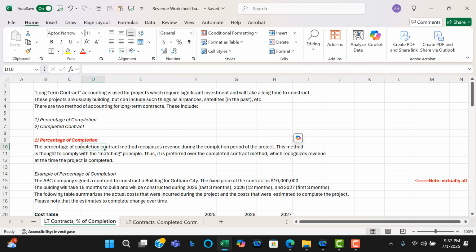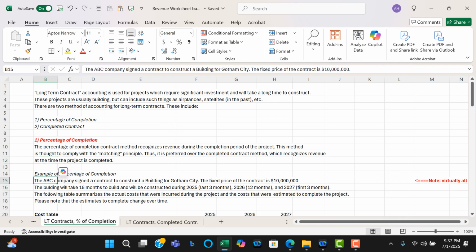Okay, this method is thought to comply with the matching principle. You're incurring costs and you're incurring revenue, not all at once. I don't know if it's evenly, but basically as you complete the project, you recognize both the costs and the revenues. So you're matching costs with revenue. That is preferred over the completed contract method, which recognizes revenue when the project is completed. So we're going to stick to percentage of completion.